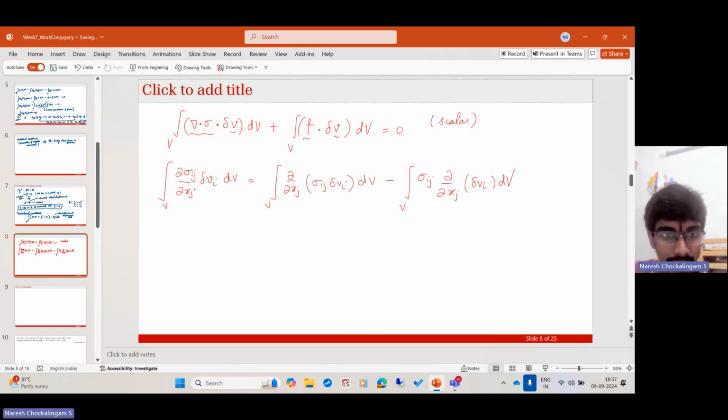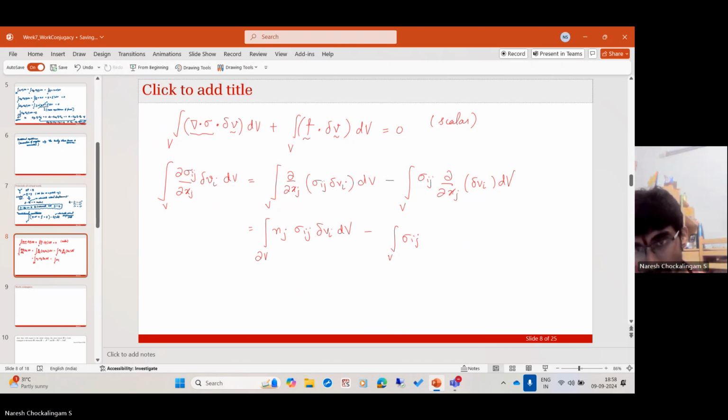Now switch everything back to this. From index notation, you can get back to the abstract notation. So this volume integral can be converted to a surface integral using the divergence theorem. So ∂/∂xj will become nj σij δvi dS minus the integral over the volume of σij. What is this, σij ∂δvi/∂xj?